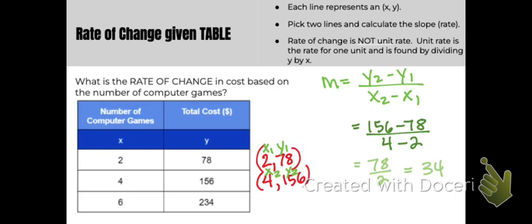So what is that 34 telling us? Now the slope, the y coordinate in this case represents the cost. And the x coordinate is the number of games. So our slope, our rate, is the cost per game. So this is saying 34 is our cost per game.